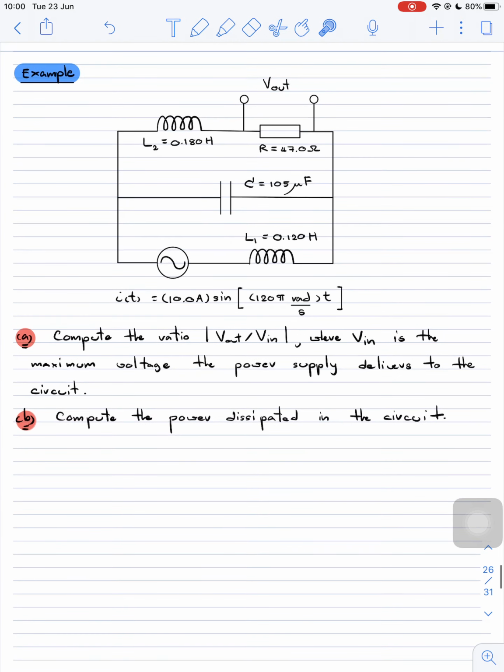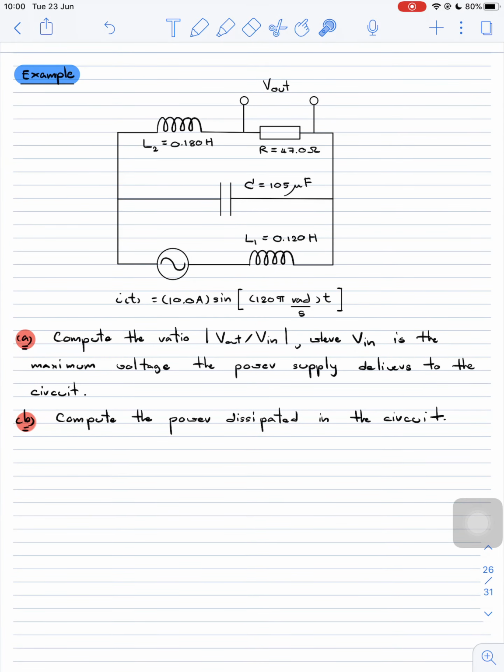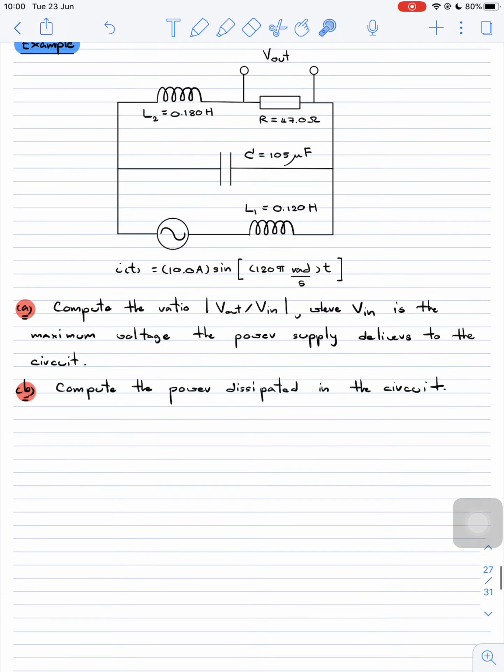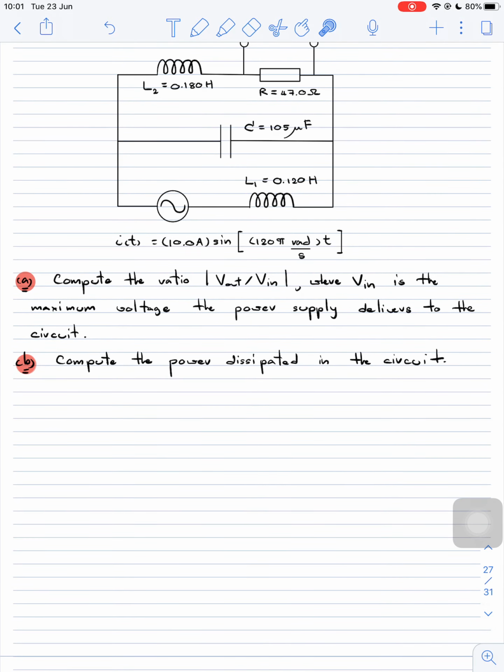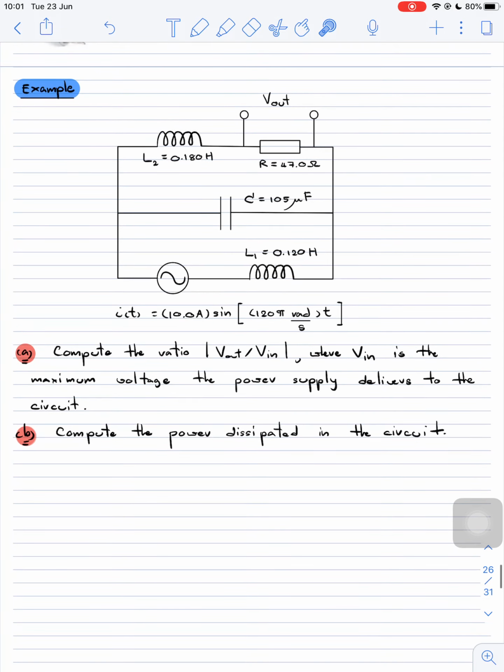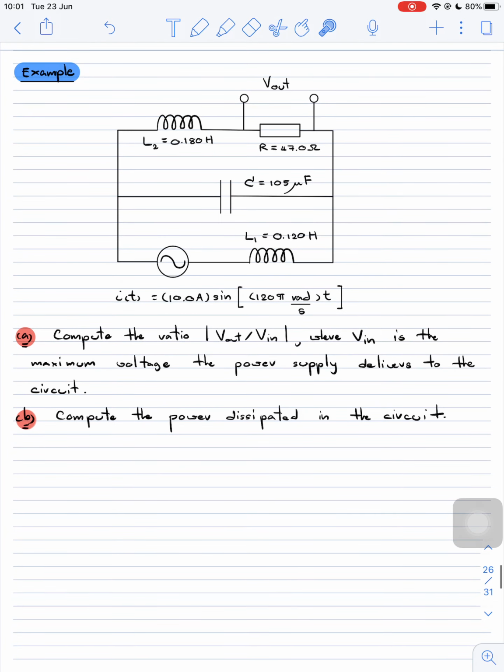Now for part A, we just want to compute the ratio of V out over V in, where V in is the maximum voltage the power supply delivers to the circuit. V in here is the potential difference across the AC source. And for part B, compute the power dissipated in the circuit. Let's just start from part A first.